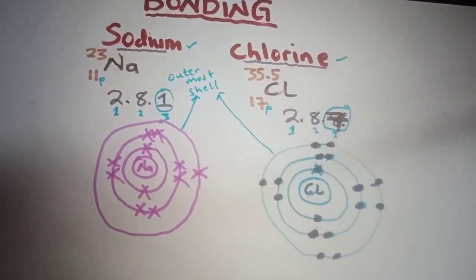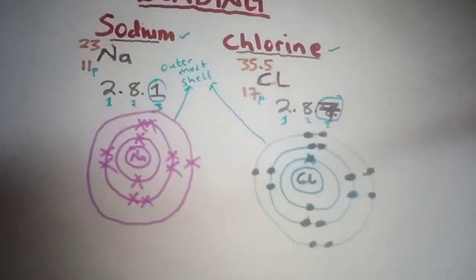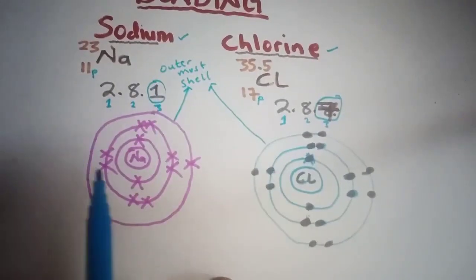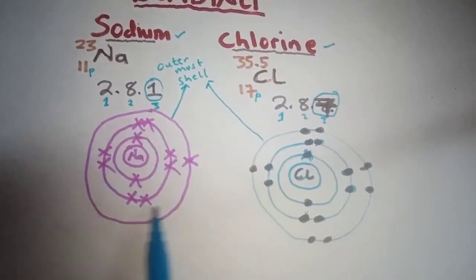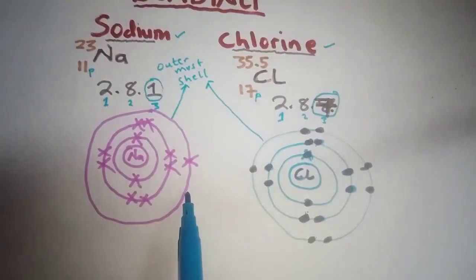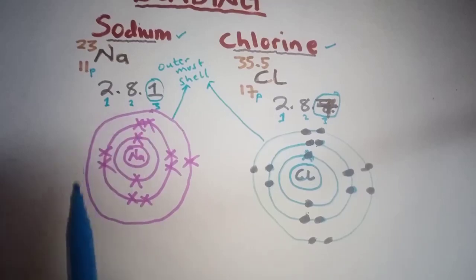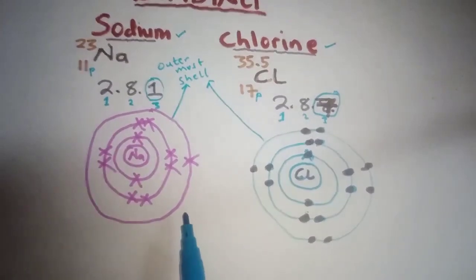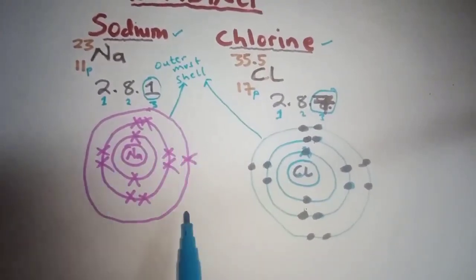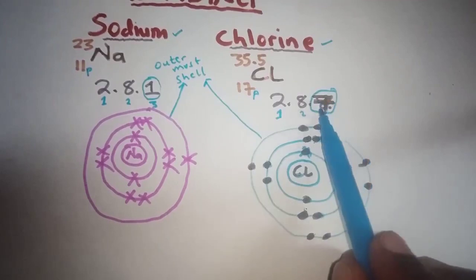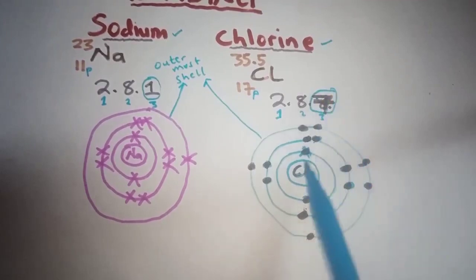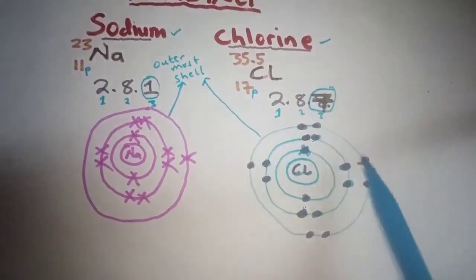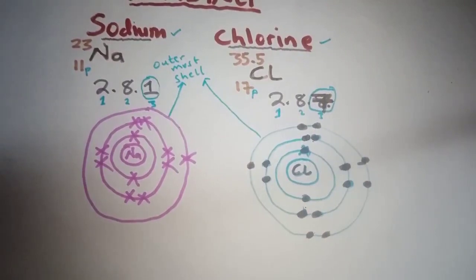If you look at sodium, its outermost shell is not filled to its maximum. The outermost shell is incomplete. Also here you find that you have 7 electrons in the outermost shell. This is also incomplete.